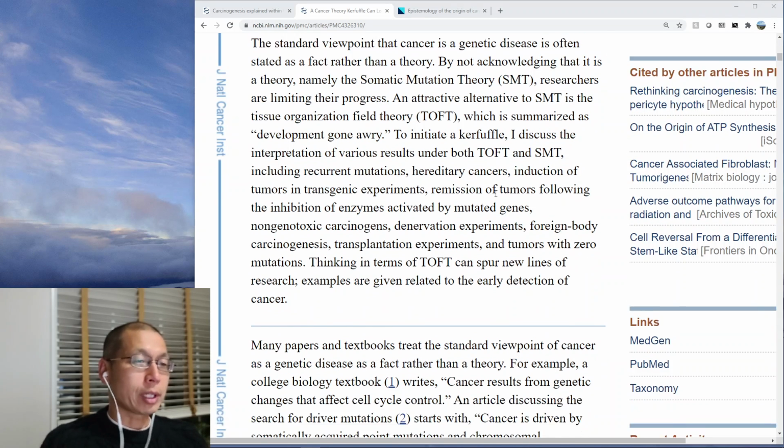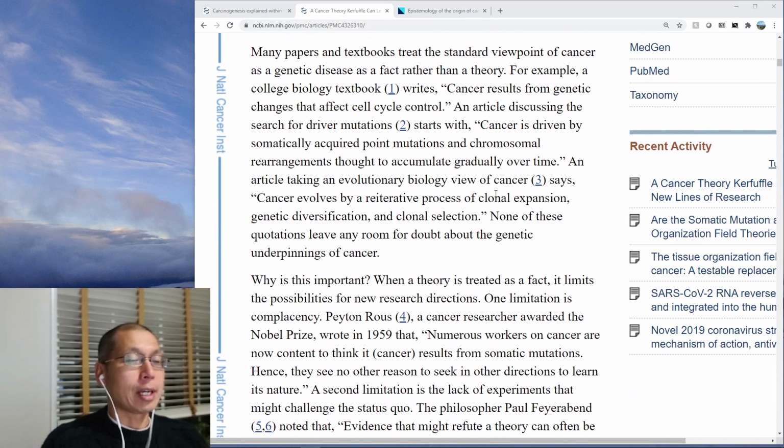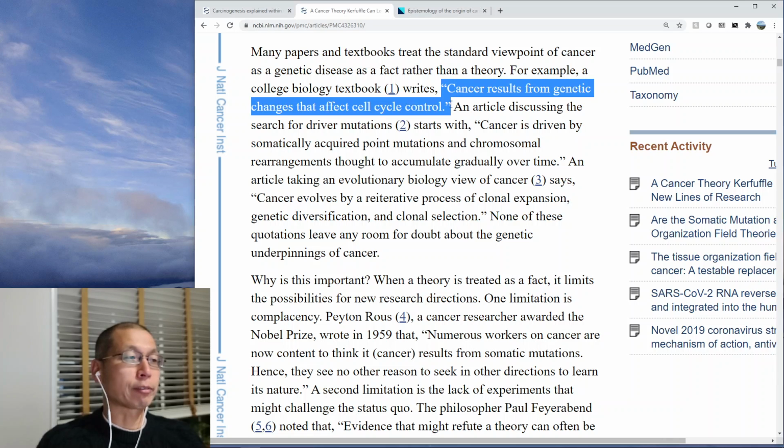Okay, so what is the somatic mutation theory? The somatic mutation theory is the commonly accepted theory of how cancers form, and if you ask doctors and cancer researchers, 99.9% of them will say that this is how cancers form. And when you read college textbooks, they tell you that this is the case. If you read this college biology textbook, it says cancers result from genetic changes that affect the cell cycle.